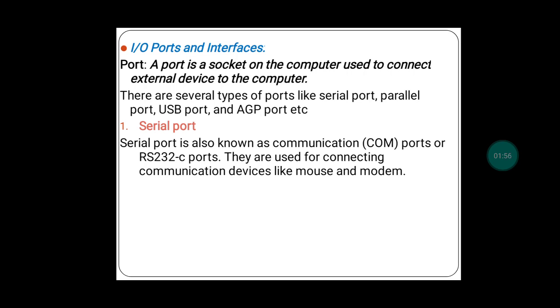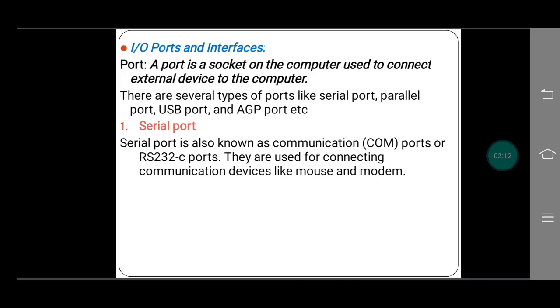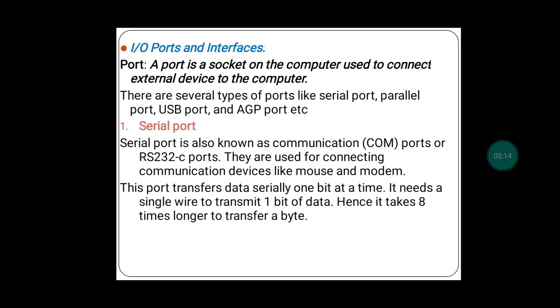So what is this mouse? We know already. This is an input device. So what is the modem? Modem is nothing but which is used to provide internet connections to the computer system. For connecting communication devices such as mouse and modem, we should always have a port called serial port. And how does this serial port work? How does it transfer the data?